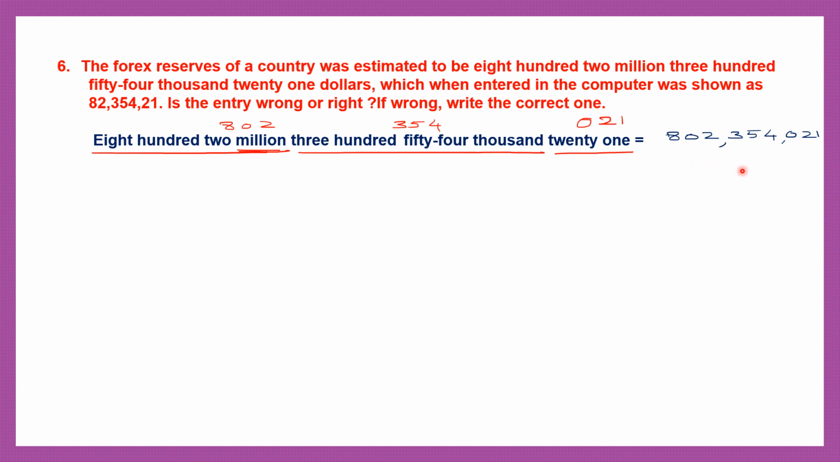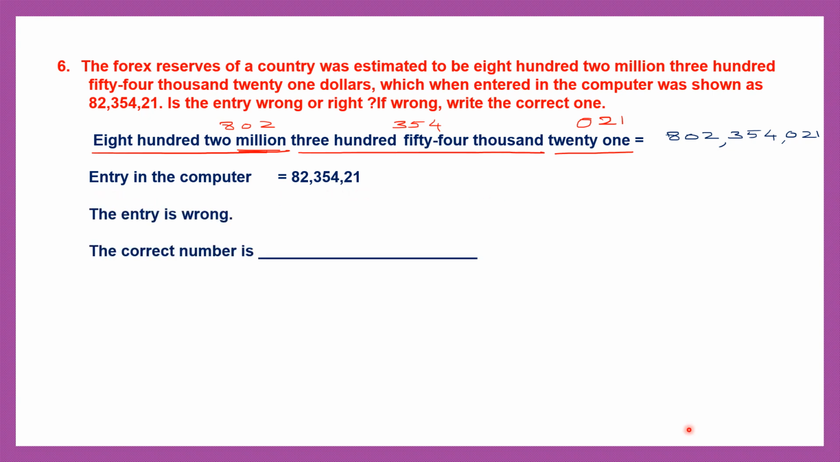Now the same number was entered into the computer. When it was entered into the computer, it was shown this way. The entry in the computer was shown like this, 82,354,21. Is this the same as this? Here we have 802. Here we have only 82. And here we have 21. In the ones period, we should have 3 digits. That means there should be a 0. That means this entry in the computer was wrong. The entry is wrong. That means what is the correct number? The correct number is 802,354,021.